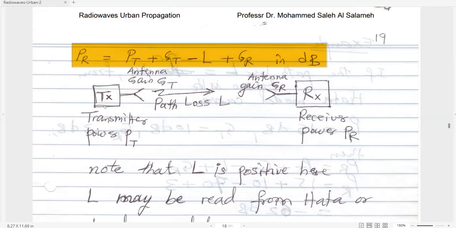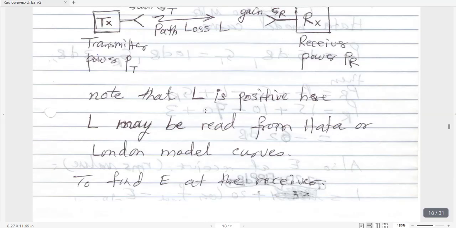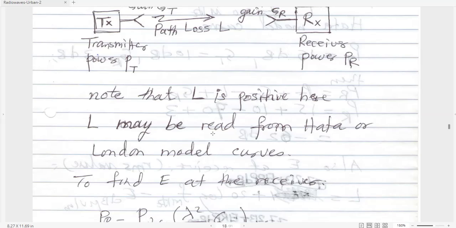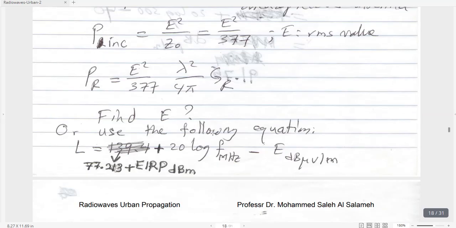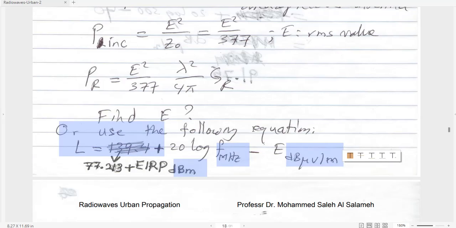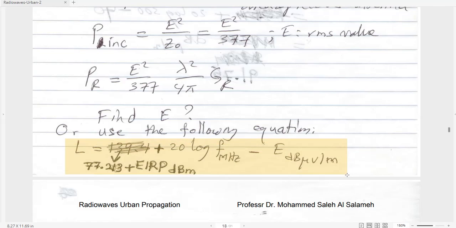This is the scenario: transmitter, receiver, gain of the transmitter, gain of the receiver, path loss L. Path loss L may be read from Hatta or Landau model or Okumura or any other model. To find the electric field, we use the equation we already derived, this equation here.